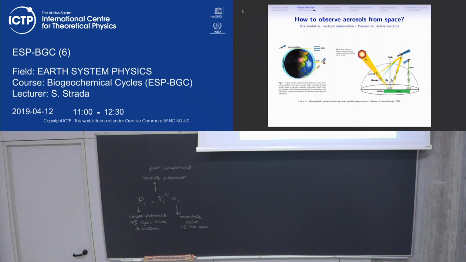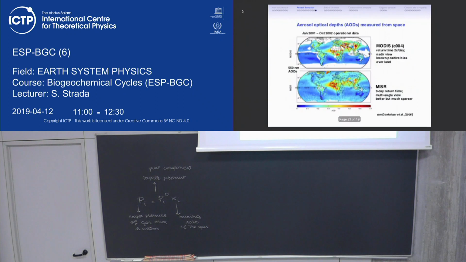Now the functioning of this passive system is improving. However, depending on what you want to do, you may choose between some passive instruments. You may prefer one to another. Here, for example, we have MODIS and MISR. They are both passive. They both work with solar backscatter.